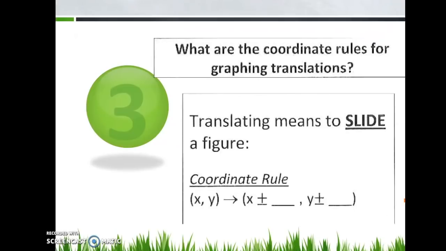Lastly, we are going to graph the coordinate rule for translations. The coordinate rule states that the x coordinate plus or minus a number and the y coordinate plus or minus a number. That is our rule that we're going to apply.